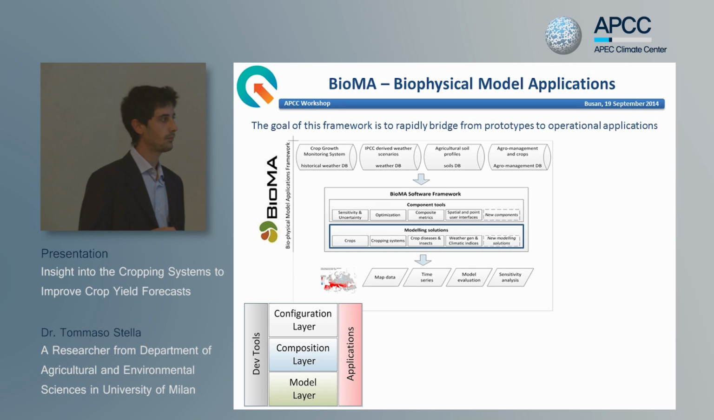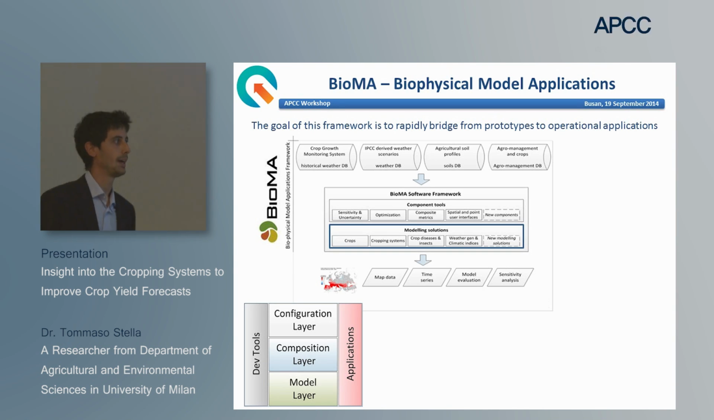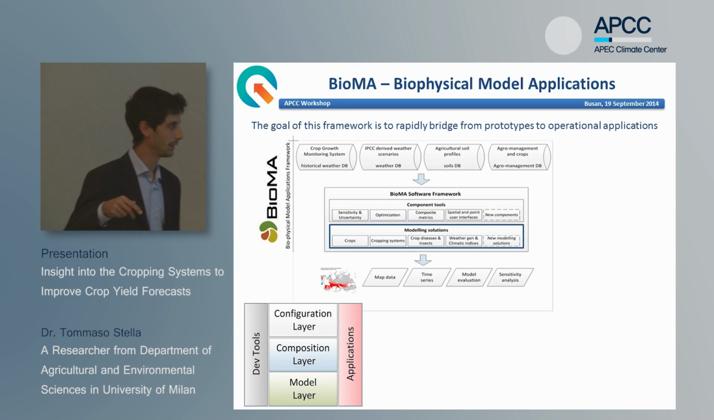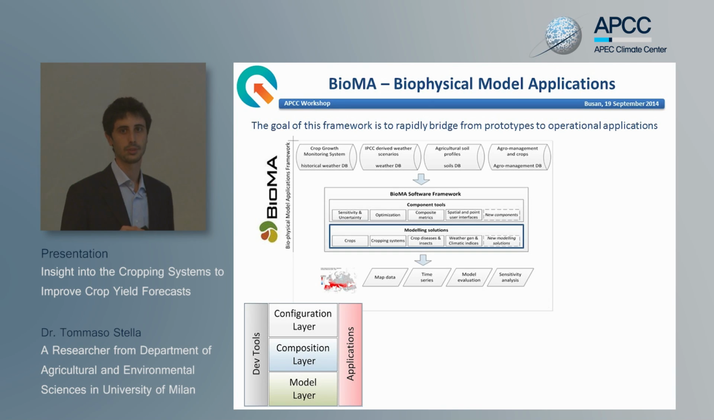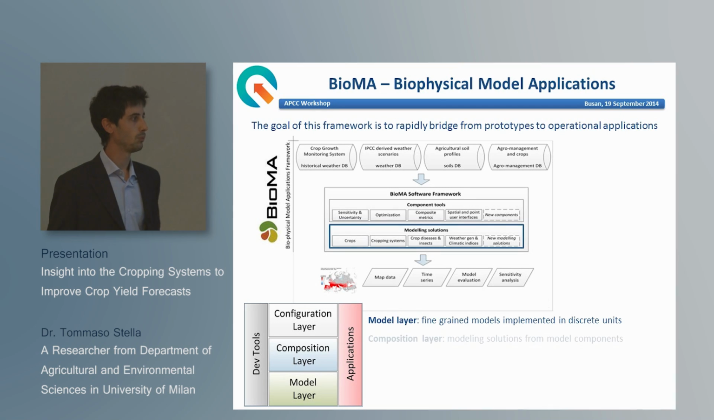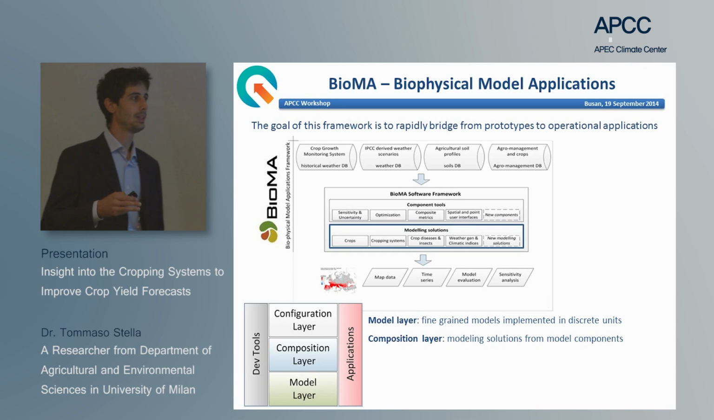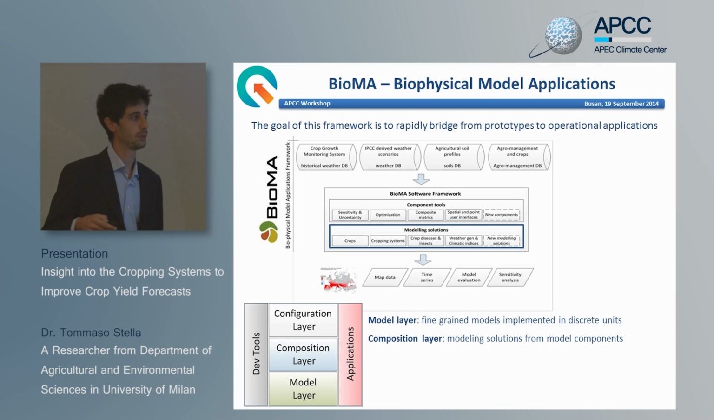The simulation system is discretized in layers. This is, again, quite a technicality, maybe not so simple to understand, but it is important in terms of usability and reusability of what we develop. Such layers are the model layer, where fine-grained models are implemented in discrete units. Then we have the composition layer, where the simple models are composed in more complex aggregated models. These are the modeling solutions, what we call modeling solutions.